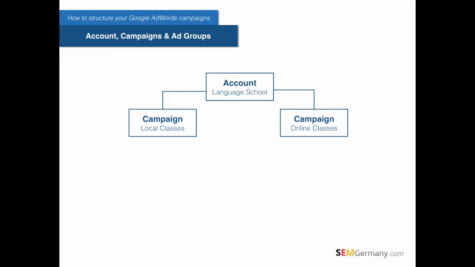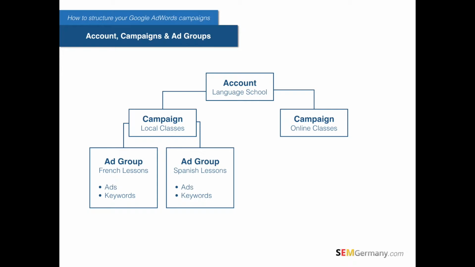So how would you go on? Let's say you offer French and Spanish classes. For the first campaign, you create one ad group with keywords and ads promoting French lessons and one ad group with keywords and ads promoting Spanish lessons.